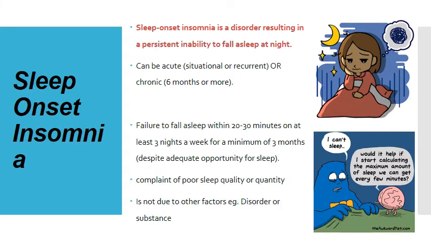So our example is sleep onset insomnia. That's a disorder resulting in a persistent inability to fall asleep at night. So what it means is that you just can't go to sleep. This is a primary sleep disorder. However, it can also be secondary to other sleep disorders. When it's associated with breathing disorders, it can be secondary.